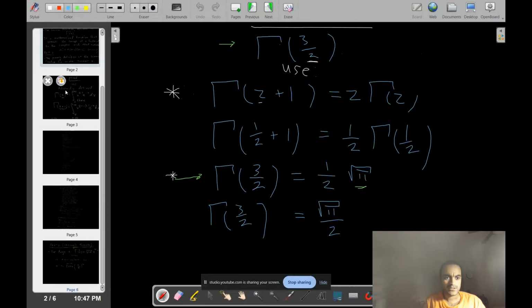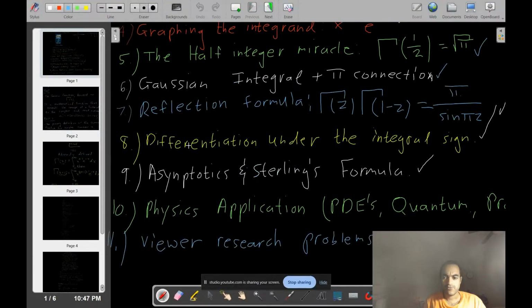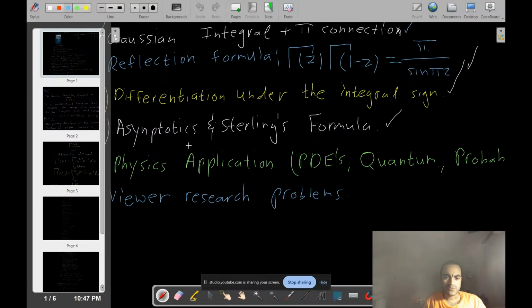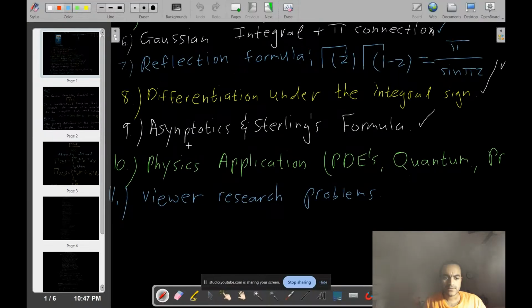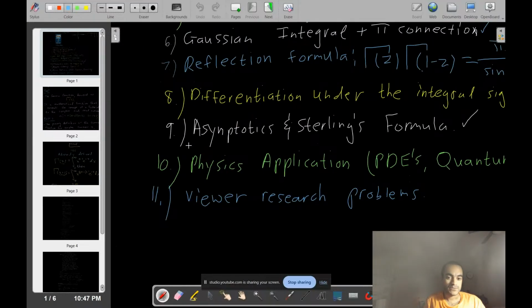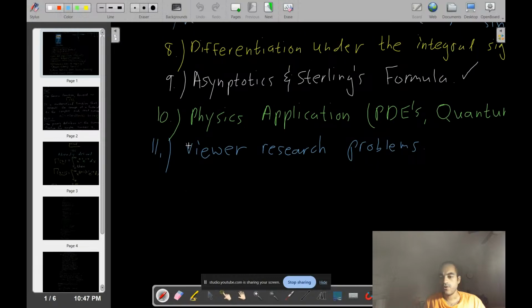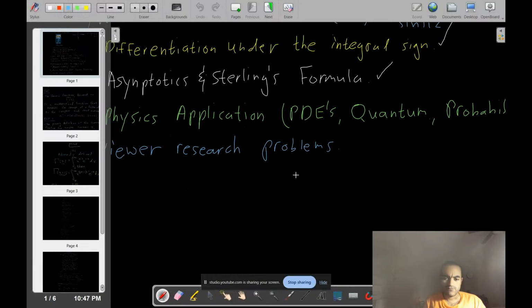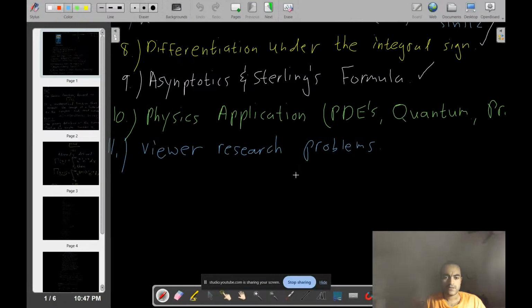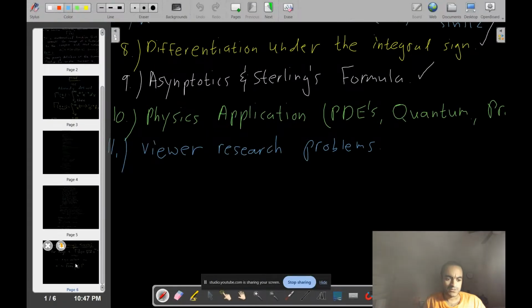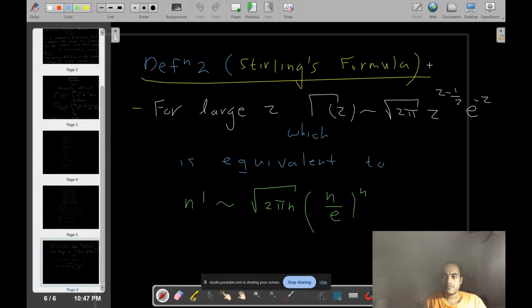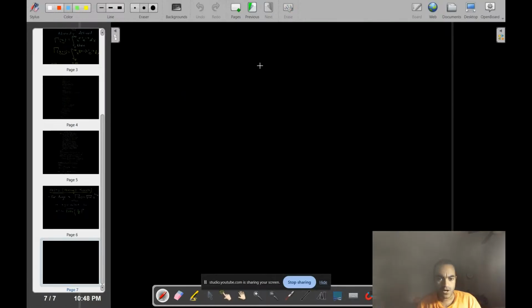So we're practically almost done, probably only like 10 minutes. The last part is going to be the physics applications, PDEs, quantum and probability, and research problems. I'm going to talk about this for 10, 15 minutes, and then I'm going to get going, okay? So physics applications. All right, so let's talk about that.